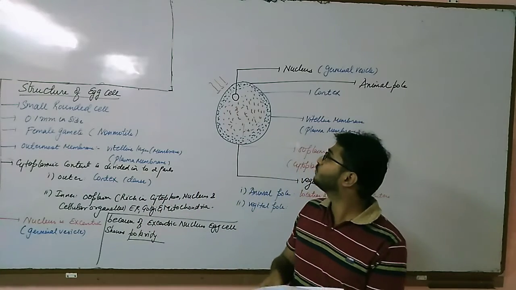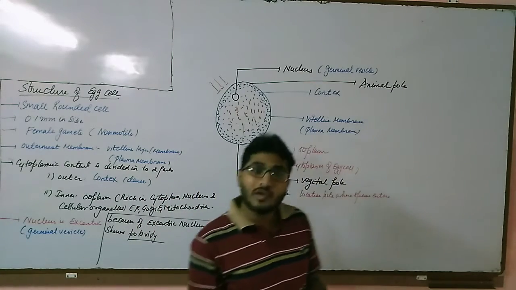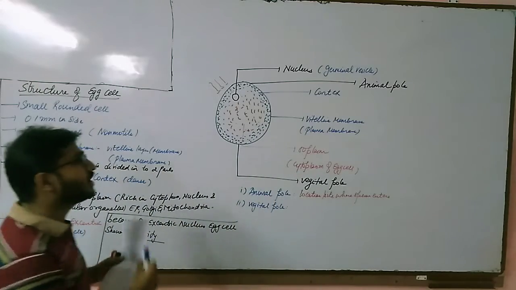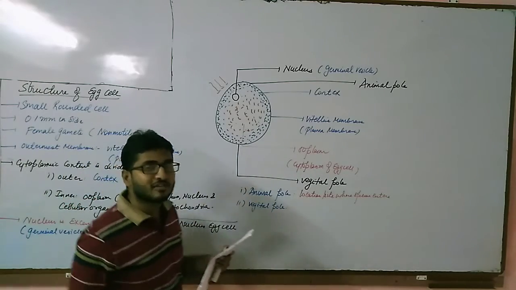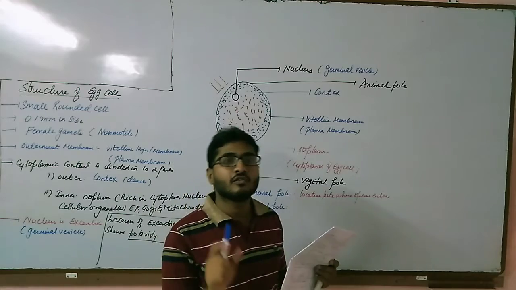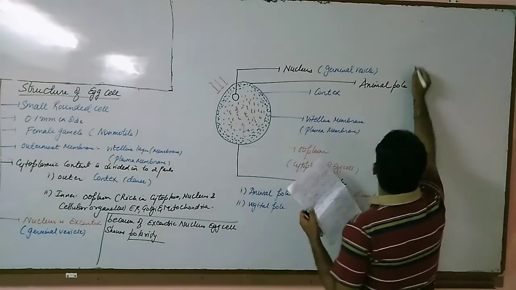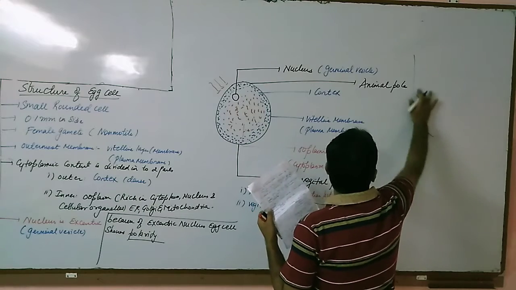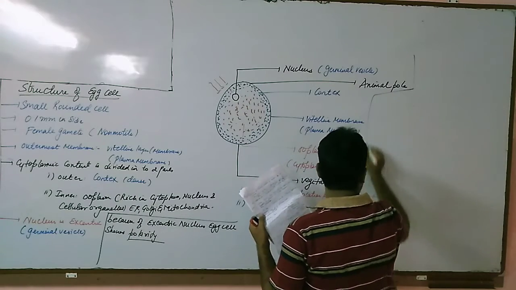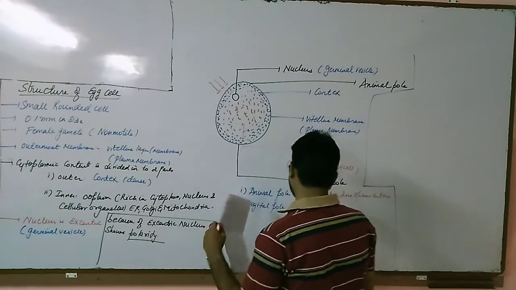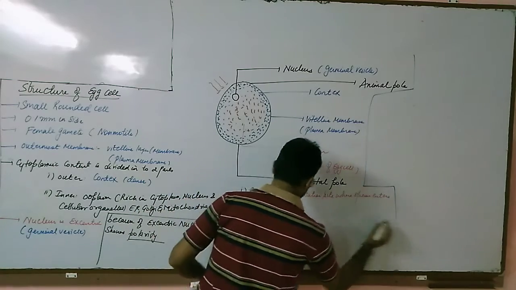Now outside this vitelline membrane there are two more layers. The first layer is basically a non-cellular layer and that is called the layer of zona pellucida. So you can use this area also.